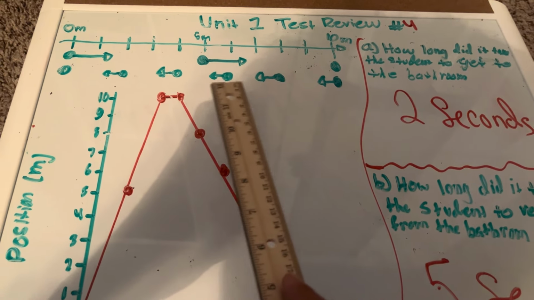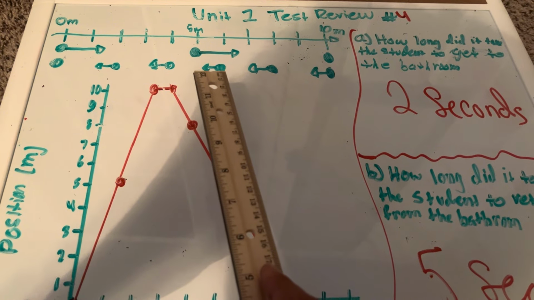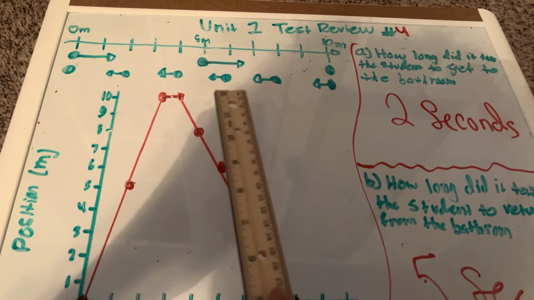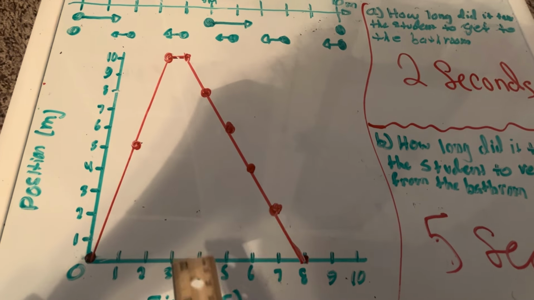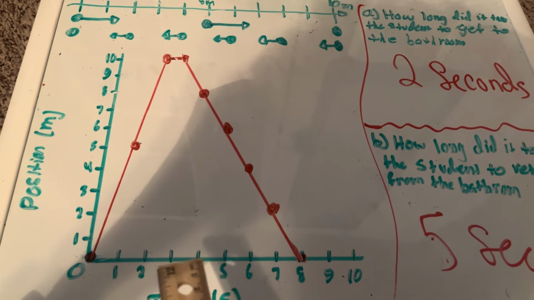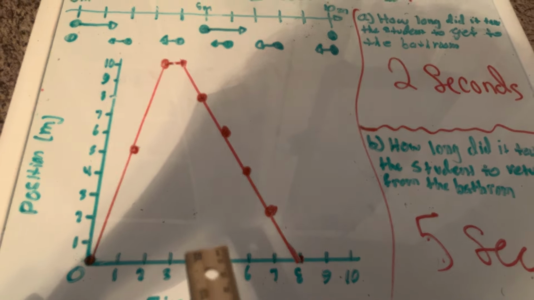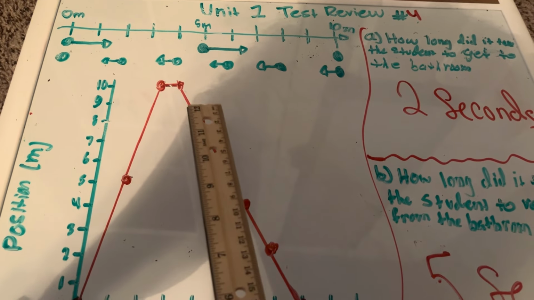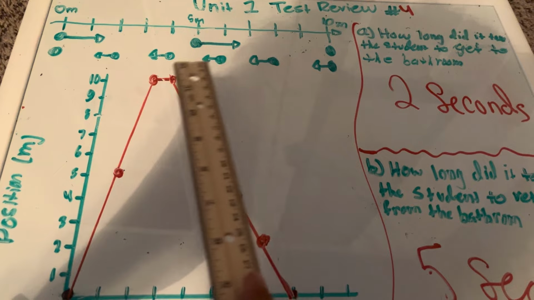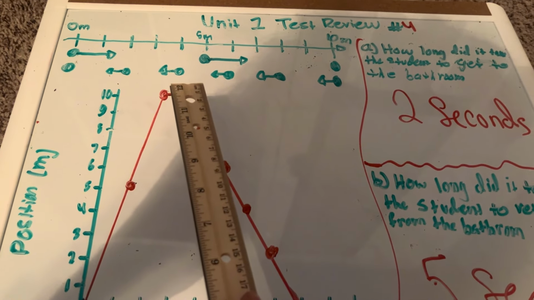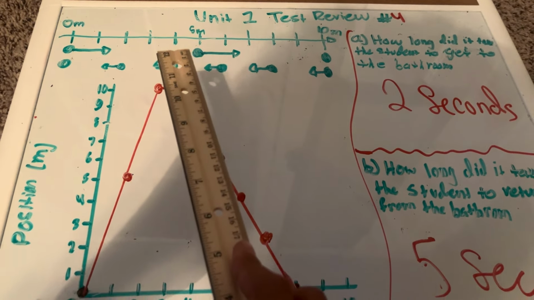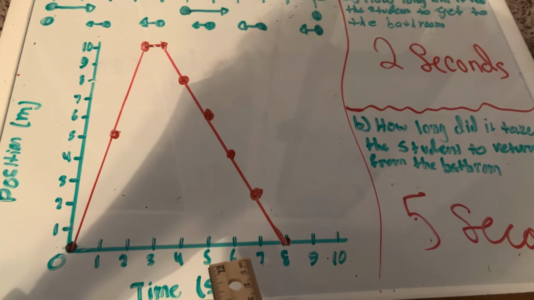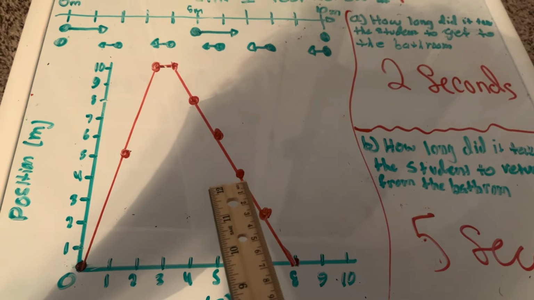Then we go to the fifth second, and see that now they're at the 6 meter mark. This is all relative to the start point. So we go to the fifth second, and mark the 6 meter mark. And now we go right here, and we see that the position is 4 meters. This is the 6th second, so we go to 6 seconds on time, and mark 4 meters.